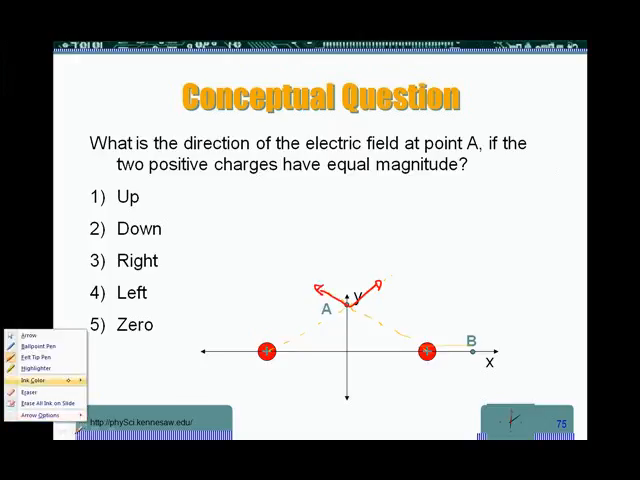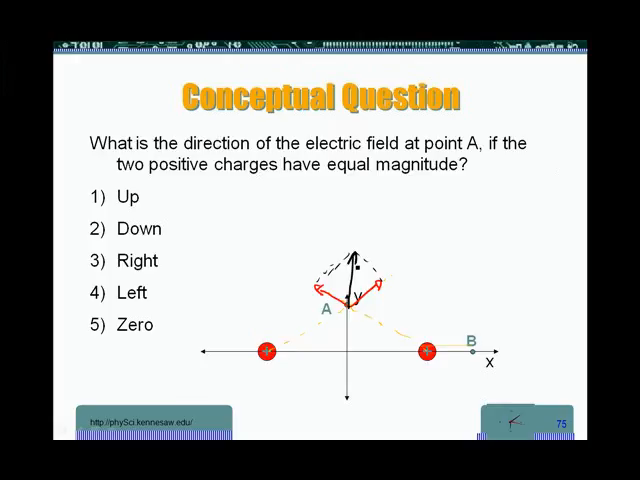So the overall electrical field, kind of completing my parallelogram, should point this way. So it is pointing up. Remember, they are equal in magnitude since we have equal charges and we are at the same distance away from the charges.